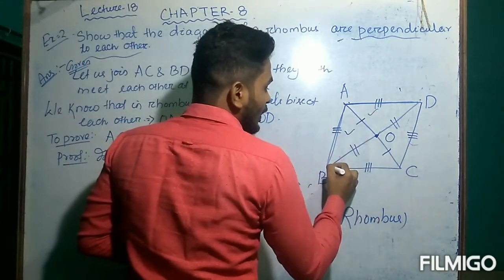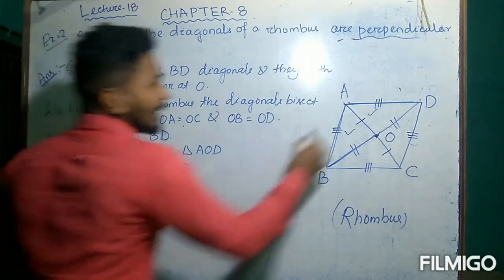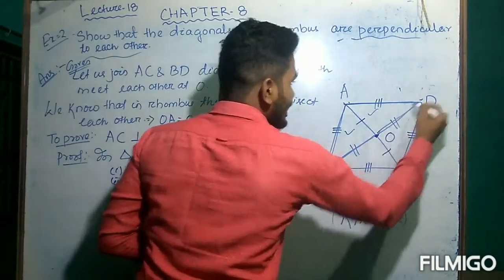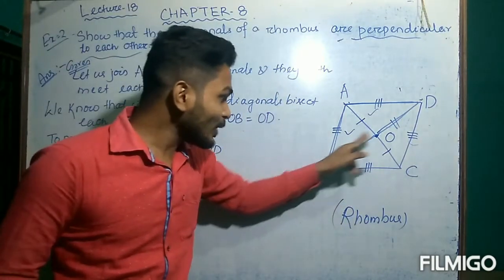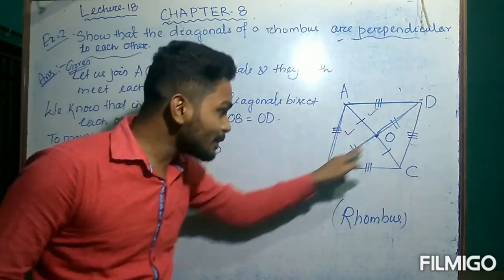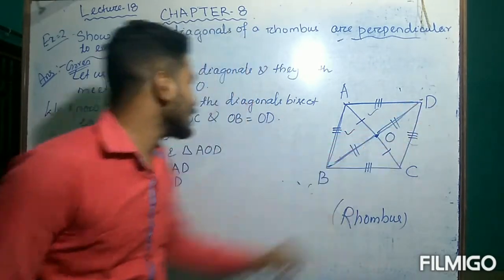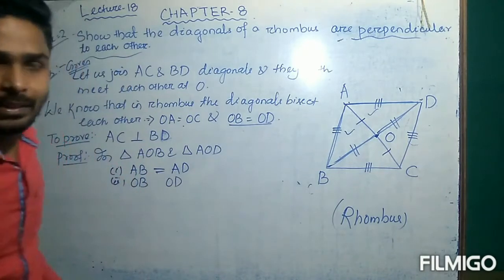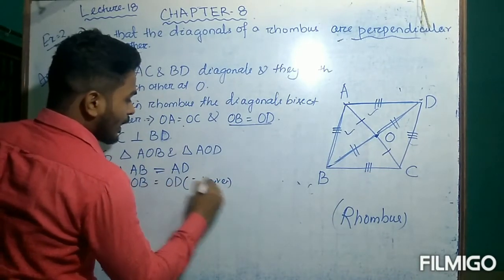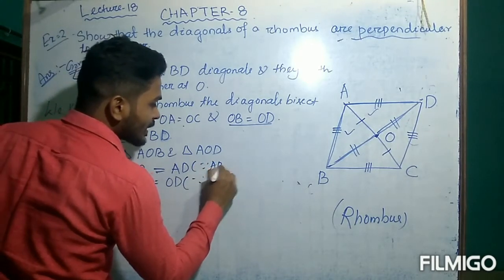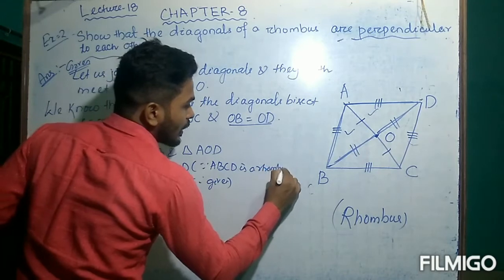In this triangle, OB is a side, and in this triangle, OD is a side. Now, we already know that OB is equal to OD. Why? Because BD is the diagonal which is bisected at O, so half of it, OB, is equal to OD. Already it is given here that ABCD is a rhombus.